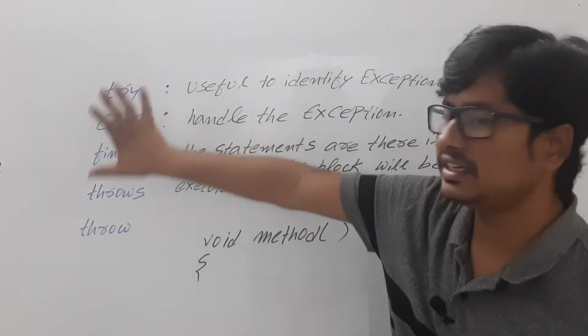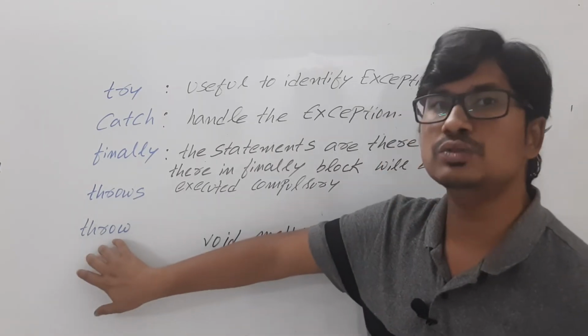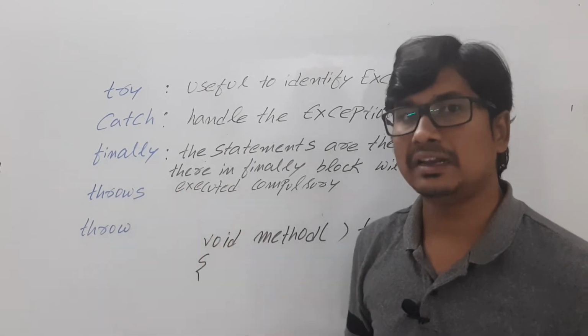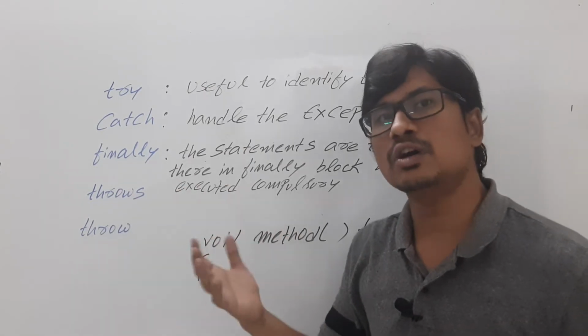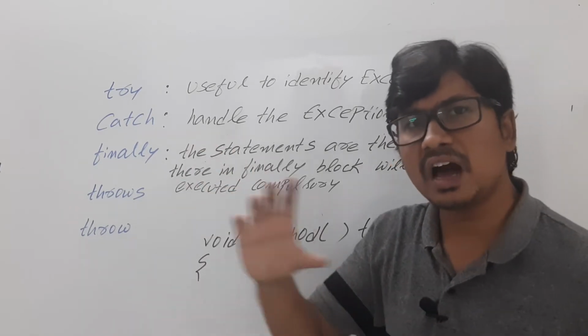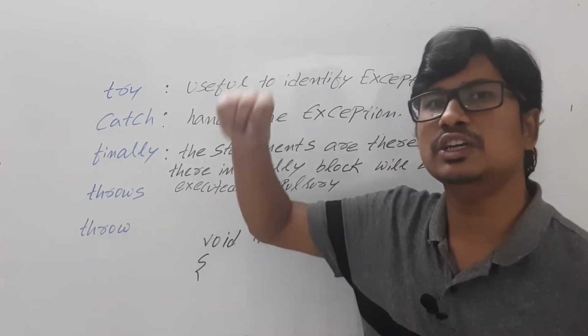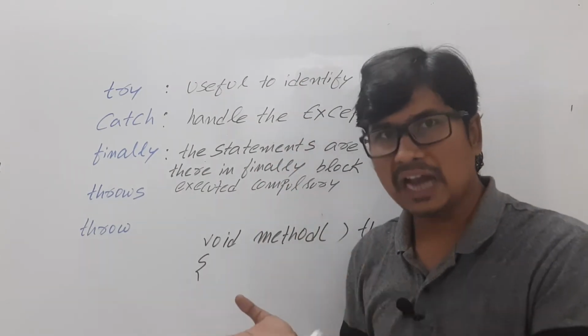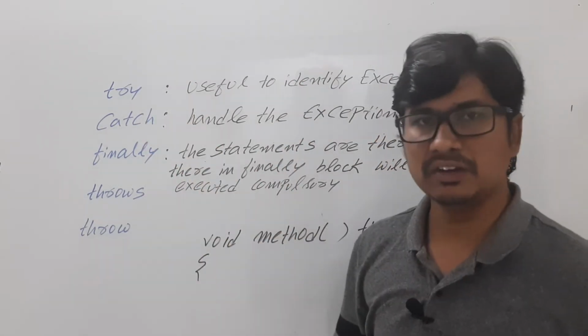One is predefined exceptions and another one is user defined exceptions. What are the predefined exceptions? Like arithmetic exception, index out of bounds exception, null pointer exception. These are predefined. If that issue comes, what kind of action needs to be taken is already predefined.